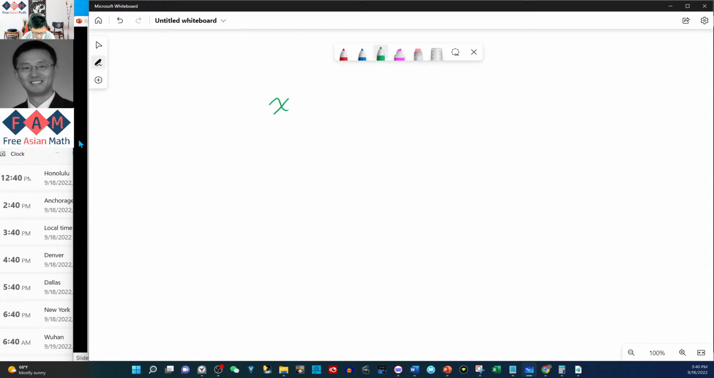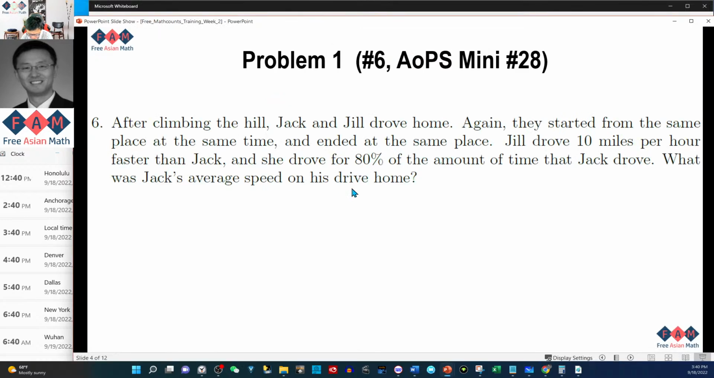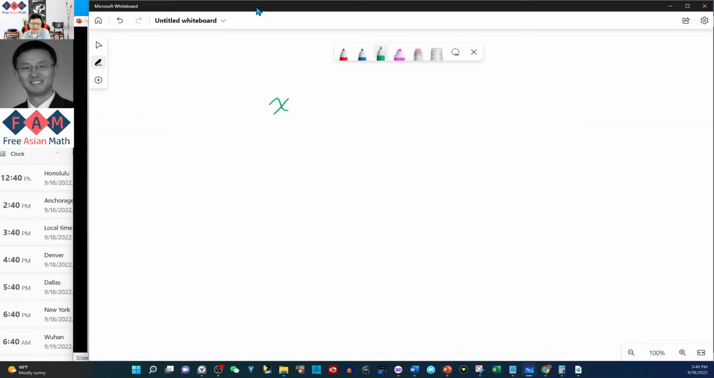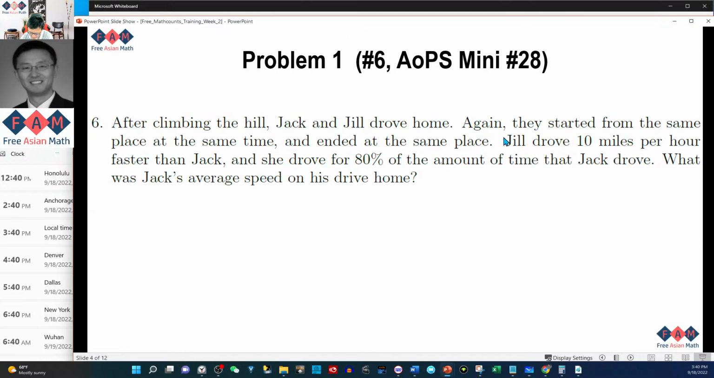And we have to agree on what is the unit of x. So here, because we already know there's another one, say Jill drove 10 miles per hour faster, we assume this x means miles per hour for Jack. Okay? So now we can see what we can get. The first couple of statements did not really give us much data, but we do know they start from the same place, therefore they will drive the same amount of distance.